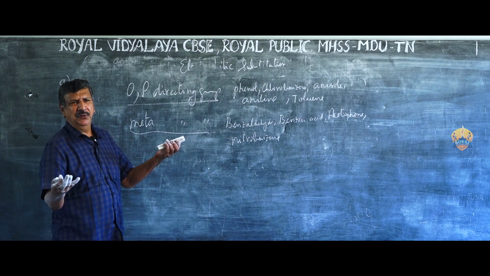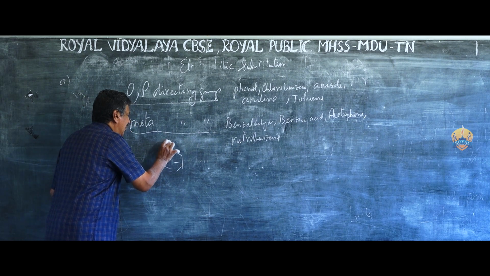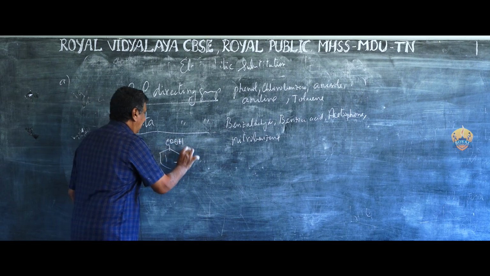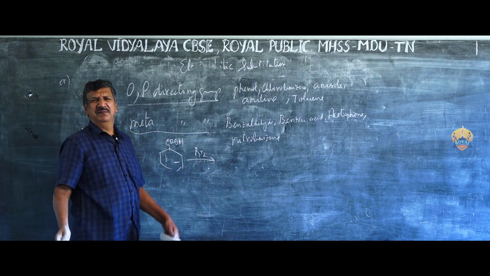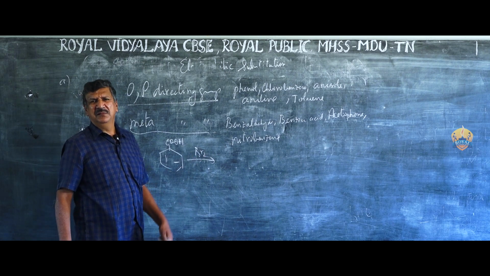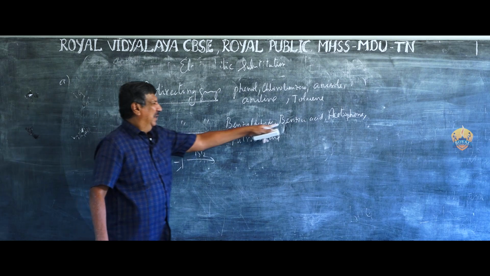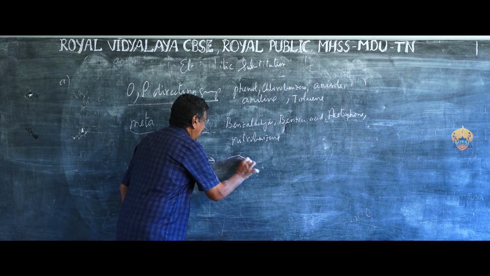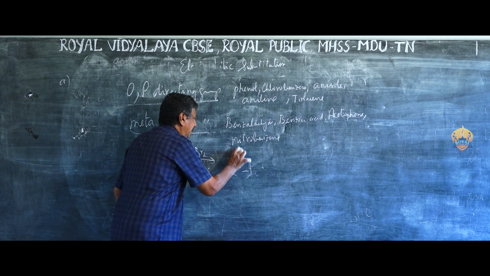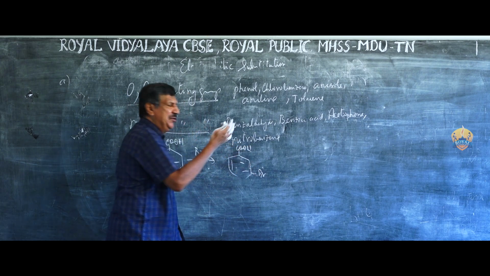If somebody asks you, what is the reaction of benzoic acid with bromine? You have not learned it, but you can try, and you will get the right answer. How? Benzoic acid belongs to the meta-directing group. So this is the answer. You write it at the meta position.